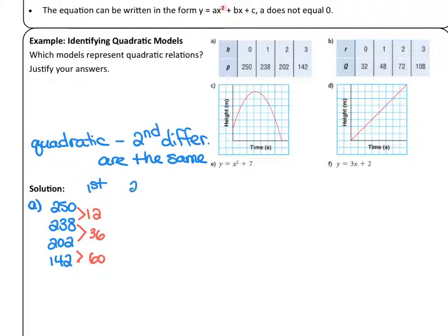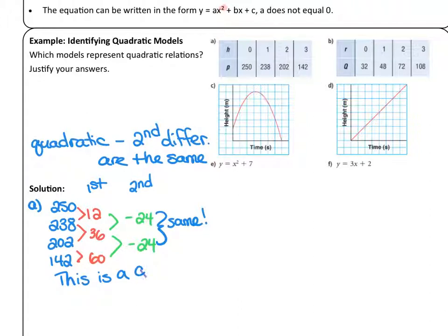Then what you need to do is the second differences. So all you're going to do is find out what are the differences between our first differences. So we'll subtract these. The difference between 12 and 36 is minus 24. And the difference between 36 and 60 is minus 24. Notice, yay, they're the same. Those second differences. So this is a quadratic model.